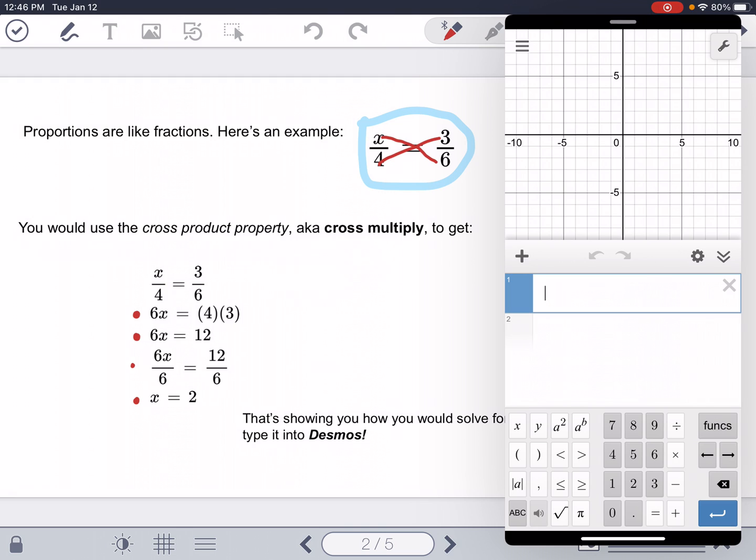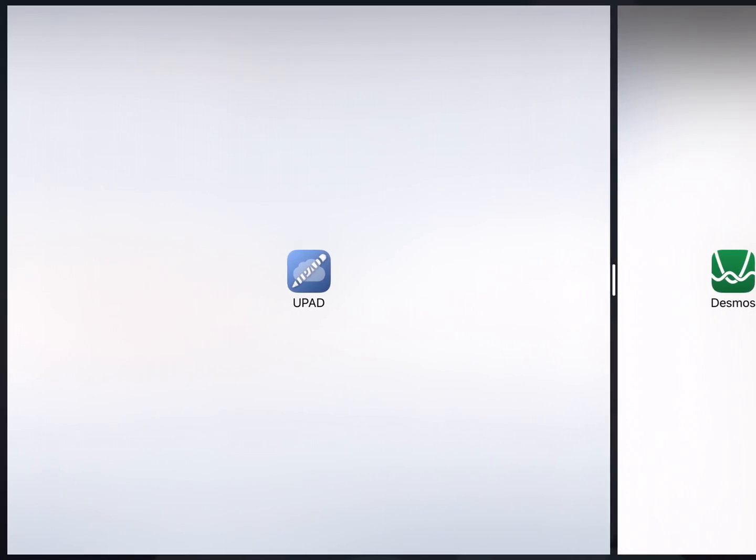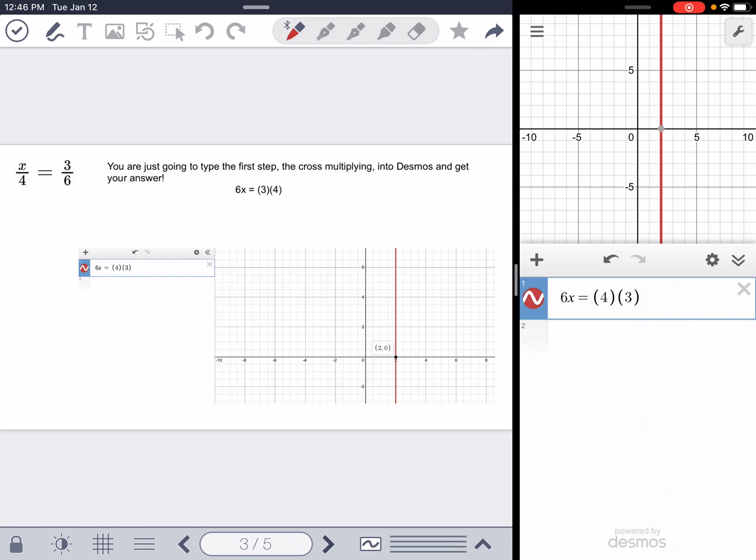So, the trick, though, is that you have to type in this first step. 6x equals 4 times 3. And if you look up here, I get x equals 2. Now, sometimes you can type it in without using that first step, but you won't always get the right answer. So your safest bet is to always cross multiply and type that part into Desmos.